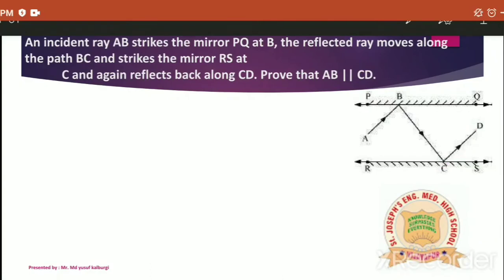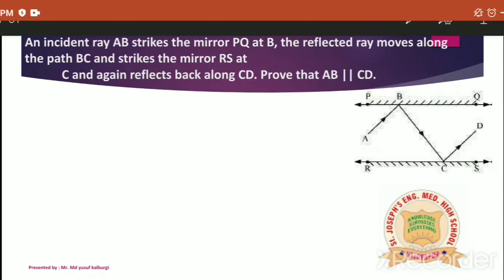Now when the rays are reflecting, we should also have the knowledge of the laws of reflection. The first law of reflection says that the angle of incidence is always equal to the angle of reflection. This knowledge we are going to use here. Now we are going to prove that AB is parallel to CD. We have to show that AB is parallel to CD.